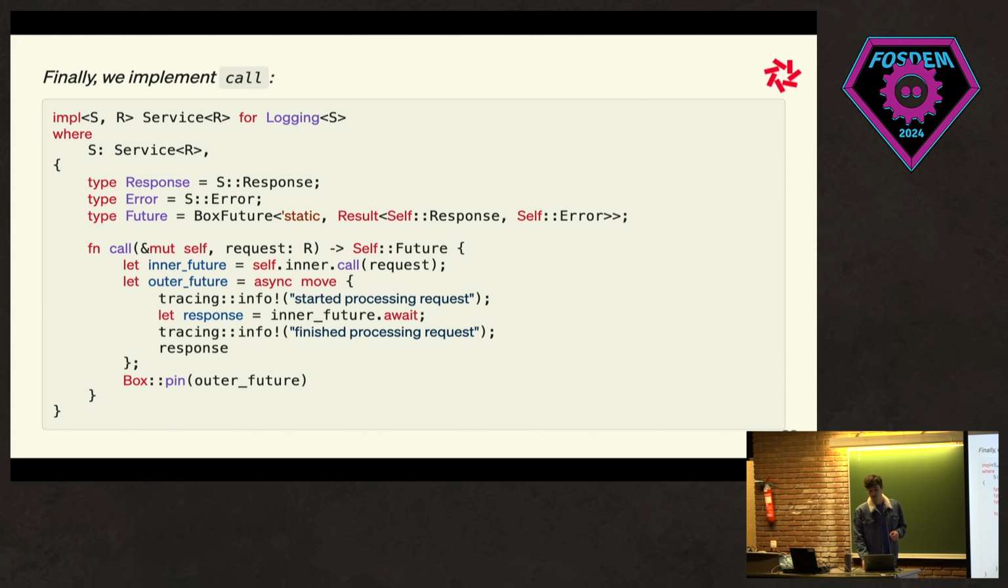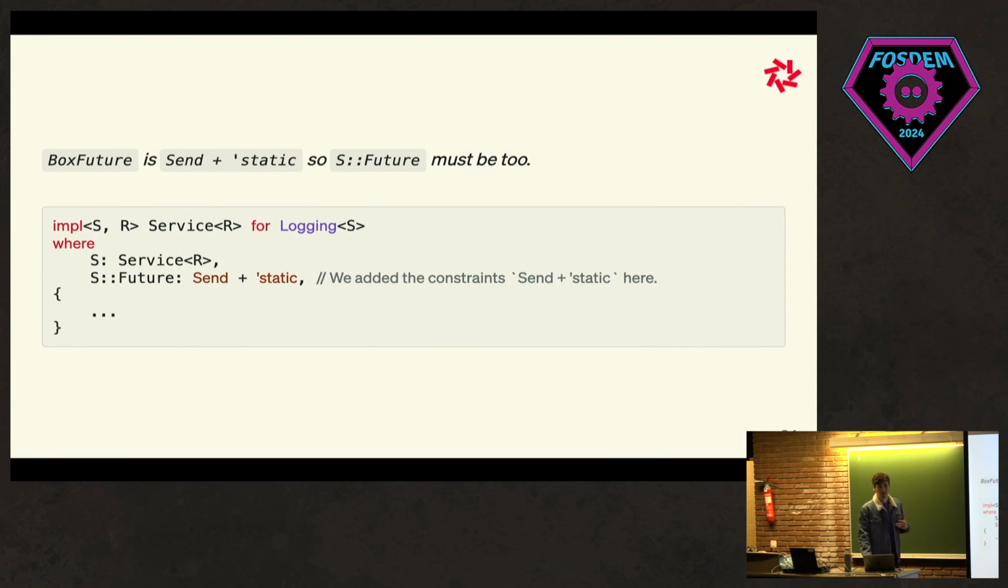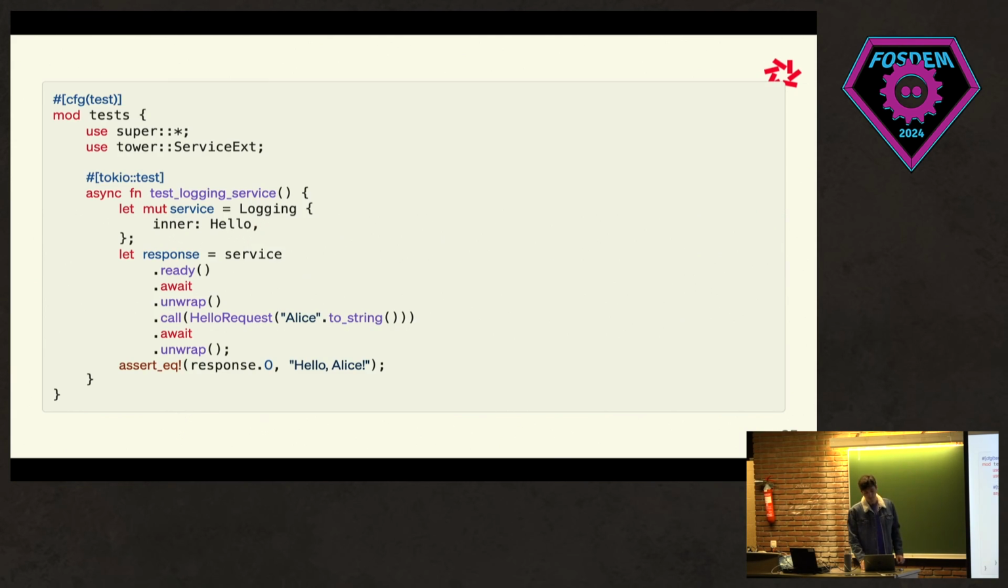We run cargo test, and it should work. Except it doesn't. We've omitted a little technicality, and that technicality is coming from what I've said before. The box future must be Send, so the future that you return must be Send. So the inner future must be Send as well. And so we need to tell the compiler that constraint. We not only constrained the service S, we told the compiler it is a service. We also tell the compiler the future that the inner service is going to return is also Send and 'static. And now this time it works.